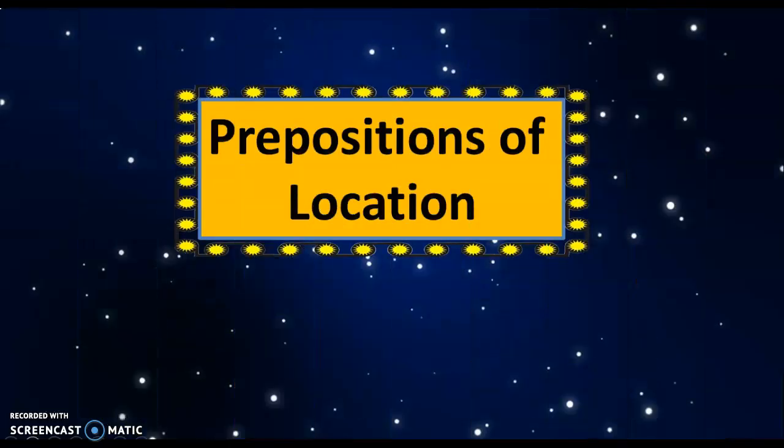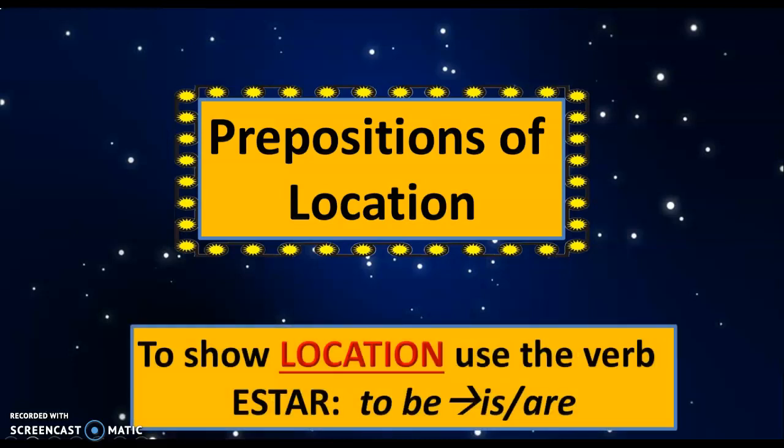Today we're going to talk about prepositions of location. When you're going to talk about location, you're going to use the verb estar. Estar means to be, and it could be translated is or are. So when you say the phone is on the desk, you're going to use this verb estar or one of its forms.